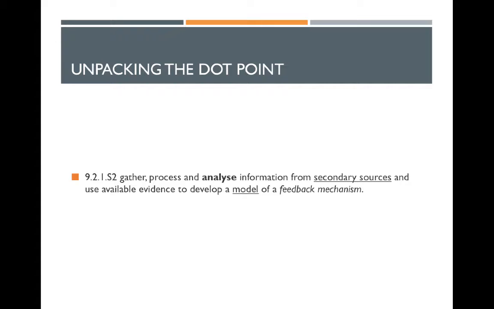When we analyse, we talk about the relationship between things. That's what we're focusing on, the relationship between different things. From secondary sources, so you guys need to use other sources, books, websites, anything like that, and pull all the information together to be able to develop your own model of a feedback mechanism. And I'm going to give you some examples and then you guys will have a go at doing it on your own.